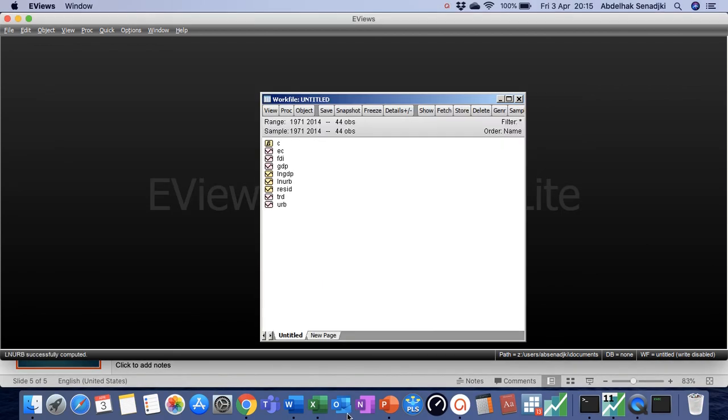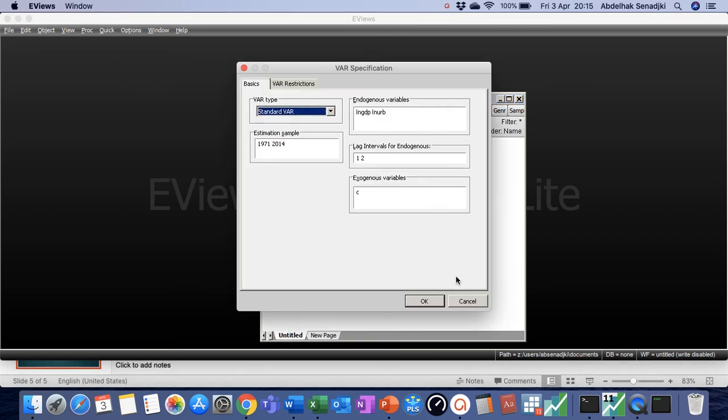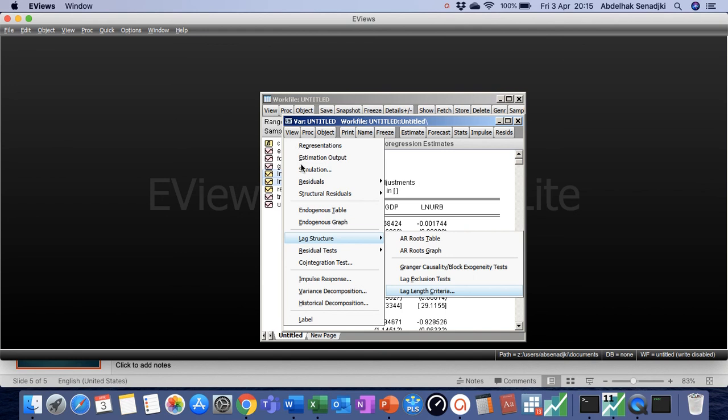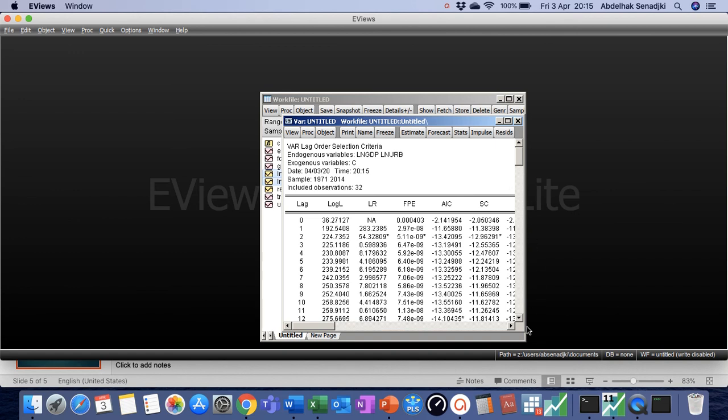So the first thing now, I will set up the VAR to check what is the lag. So I will click ln GDP, the dependent variable first, then urban, open as VAR. I keep everything as it is. Okay. I can view lag structure, and lag length criteria. Let me put 12, okay, so here, how many do we have?